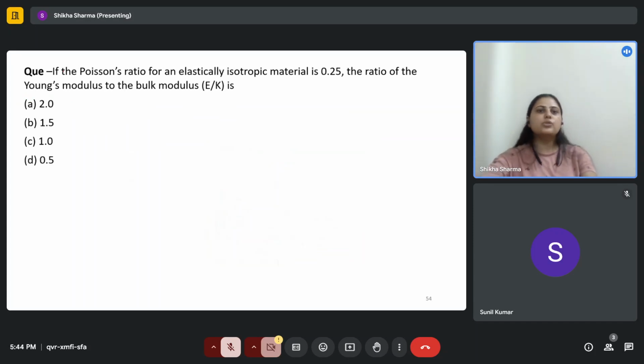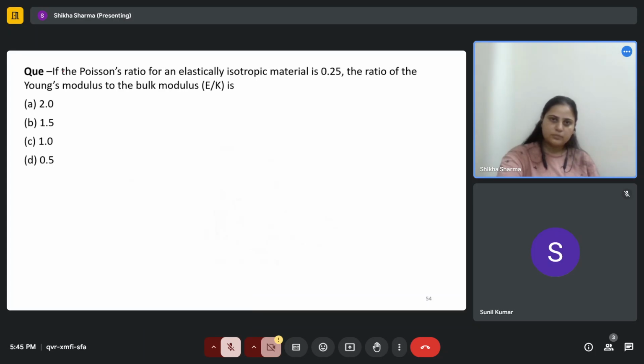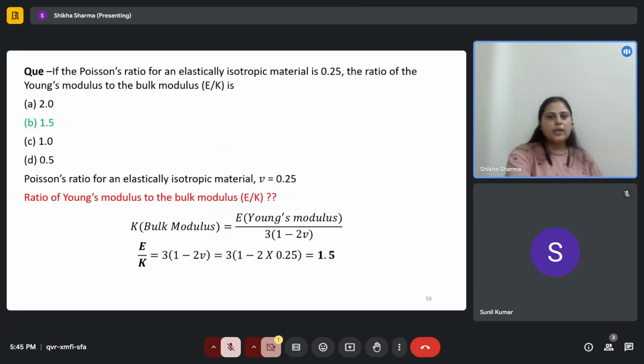If the Poisson's ratio for an elastically isotropic material is 0.25, the ratio of the Young's modulus to the bulk modulus is 2, 1.5, 1, 0.5. Poisson's ratio for an elastic isotropic material is given as 0.25. We need to calculate the ratio of Young's modulus to the bulk modulus. You are saying B. So your answer is correct.